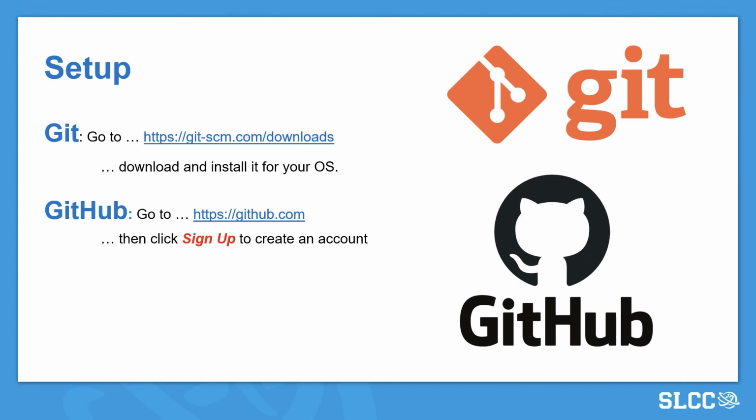In order to install the Git technology, go to git-scm.com, and it's available for all operating systems. And then GitHub is github.com, where you can sign up and create an account. And as a student, you can have a free account where you can learn the GitHub technology and interact with others while you're learning how this works.